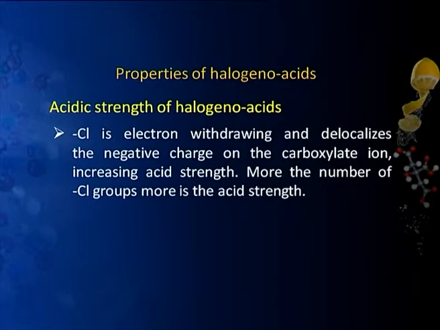One of the points that we had discussed in detail in carboxylic acids was the acidic nature and the comparison of acidic strength. We had discussed there that if a halogen is present in the carboxylic acid, it increases the acid strength because halogens are electron withdrawing groups and they delocalize the negative charge that develops on the carboxylate anion, and hence stabilize it and increase the acidic strength. And the more halogen atoms, the more the acidic strength.